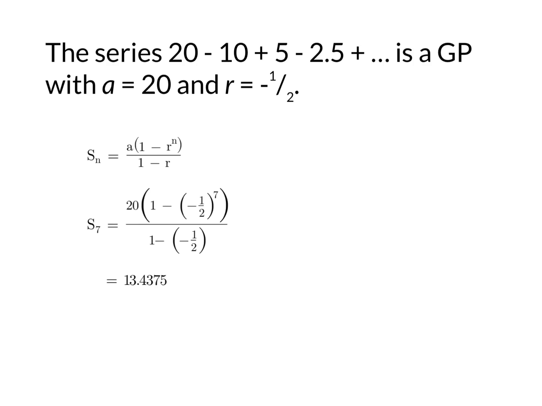Substituting that into our formula, where a is 20, r is minus a half, and n is 7, because we're trying to find the sum of the first 7 terms. If you put that on your calculator, you get 13.4375.